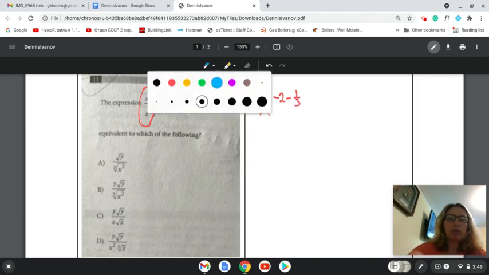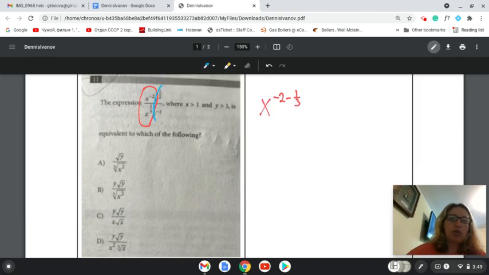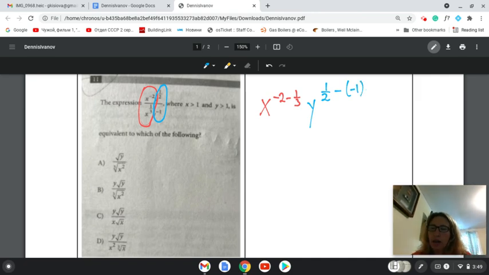Then I'm going to do absolutely the same to the part of the exponential expression that has a base y. So I keep the base the same, and then I'll have 1/2 minus negative 1. Since it's division, I'm going to subtract the exponents. And now I'm going to be simplifying.